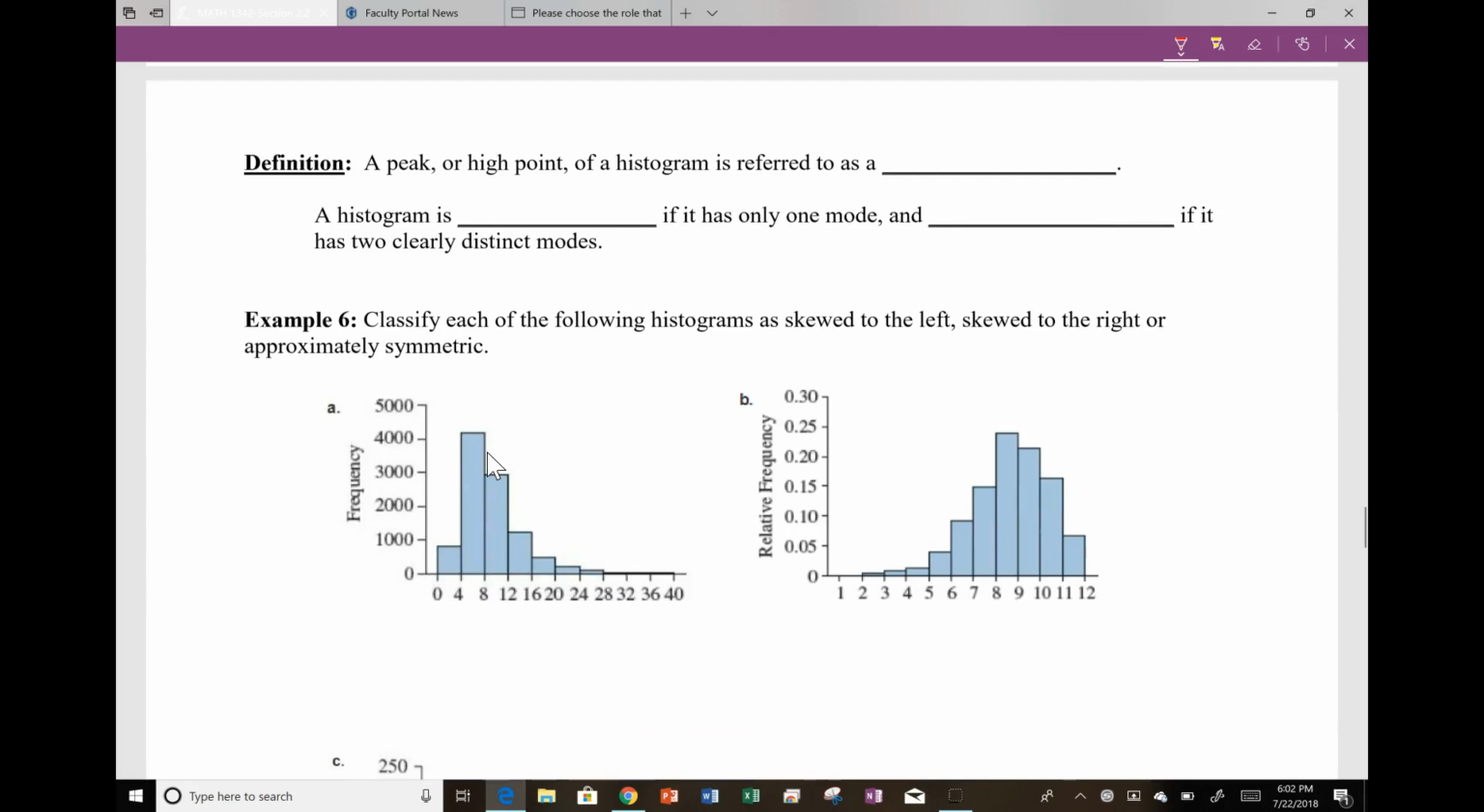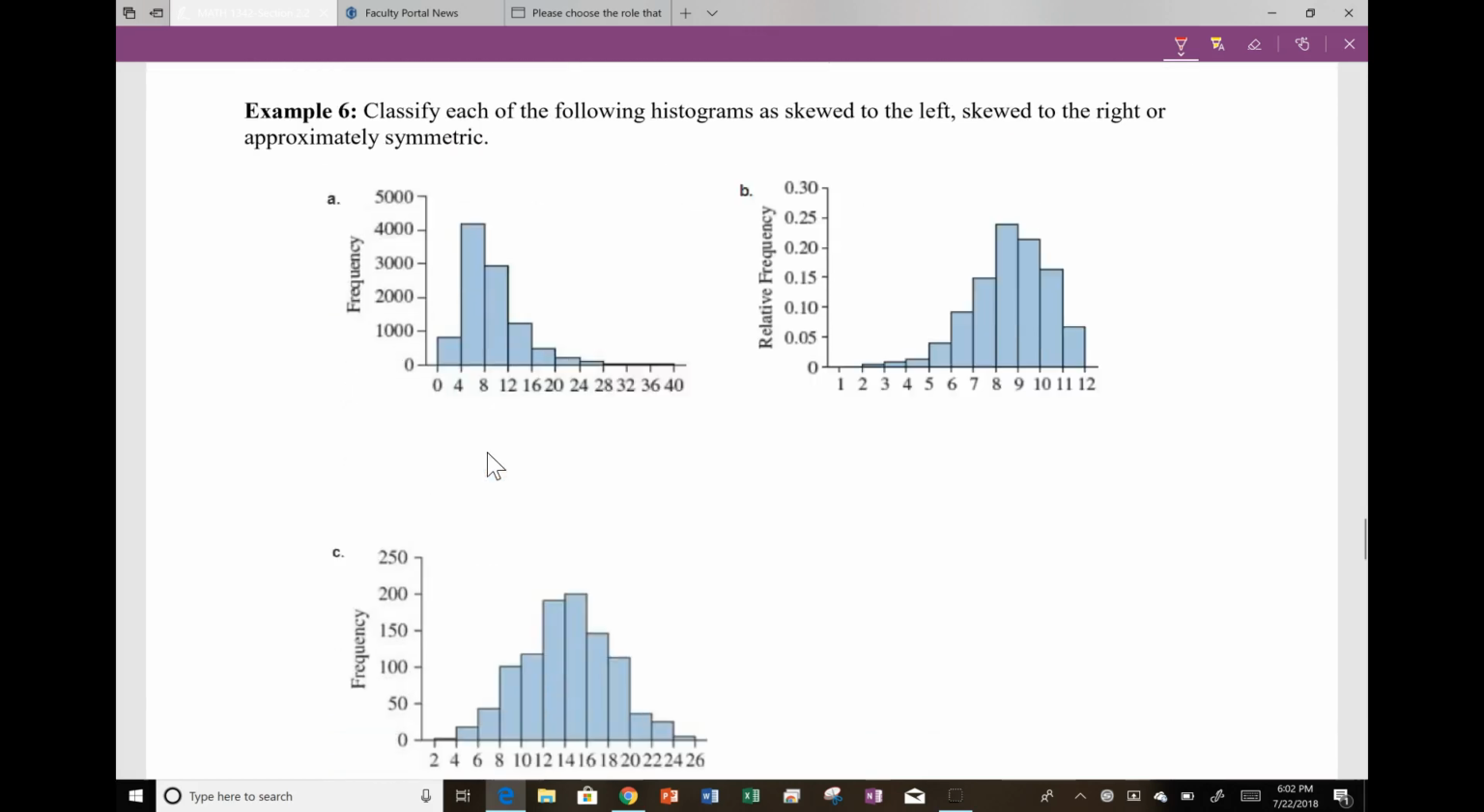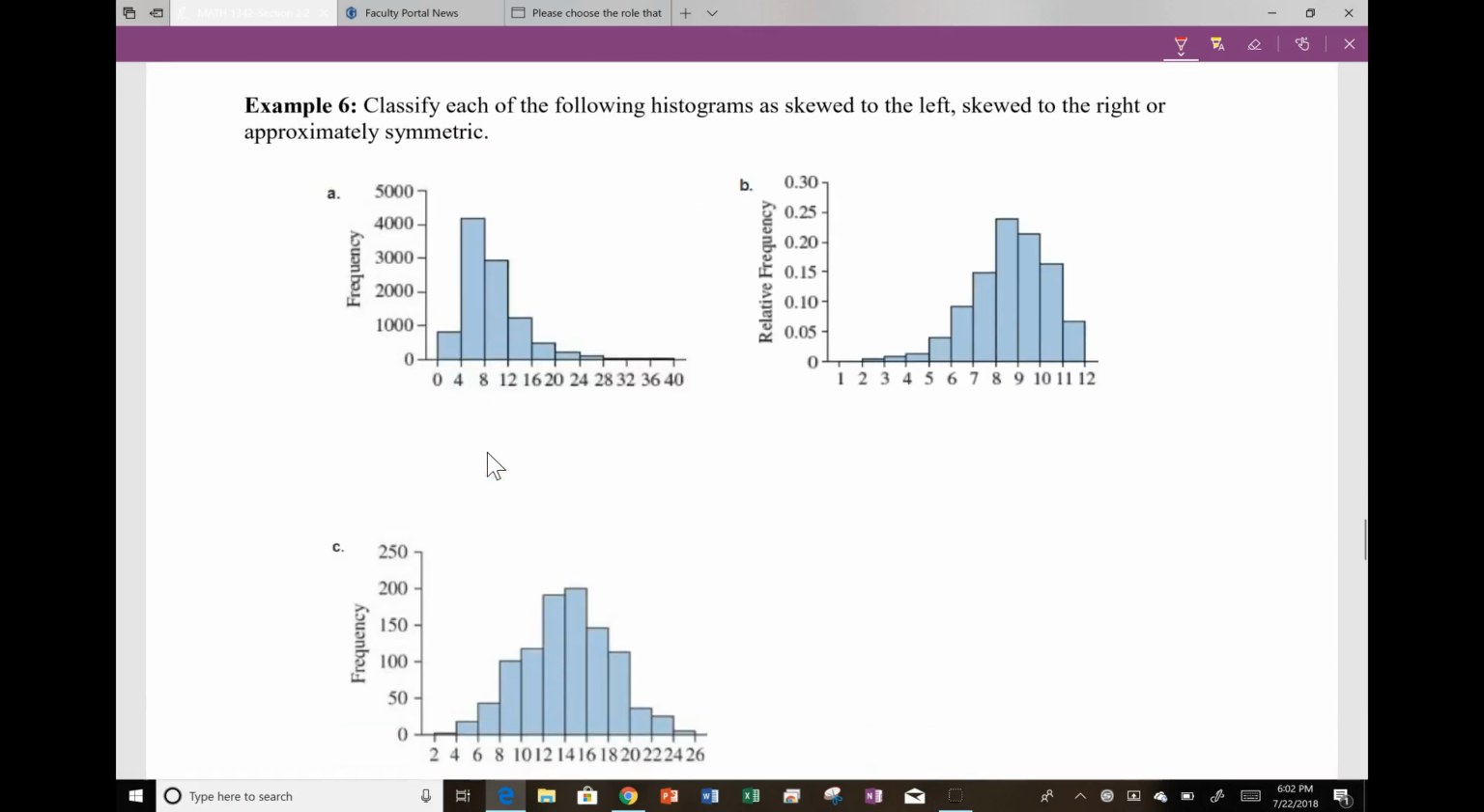So a peak or high point of a histogram is also referred to as a mode, meaning it's the most frequent. It has a higher frequency than any of the others. A histogram is unimodal if it only has one mode, and it's bimodal if it has more than one distinct mode. So let's look at these three different histograms here.